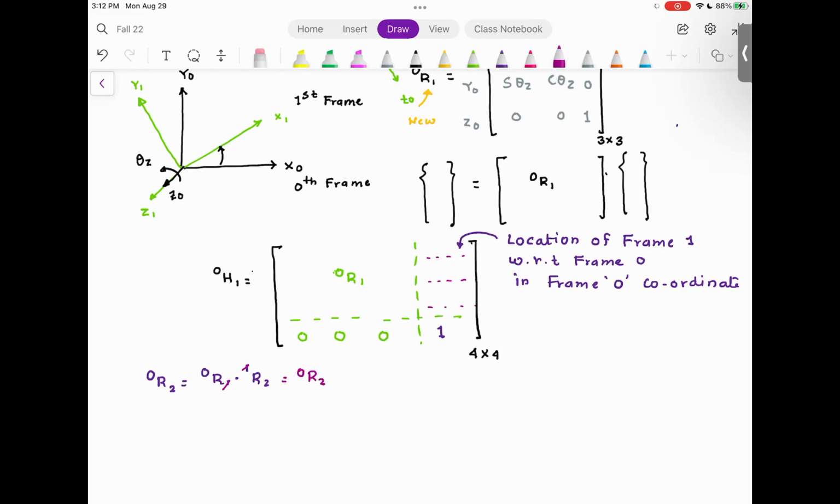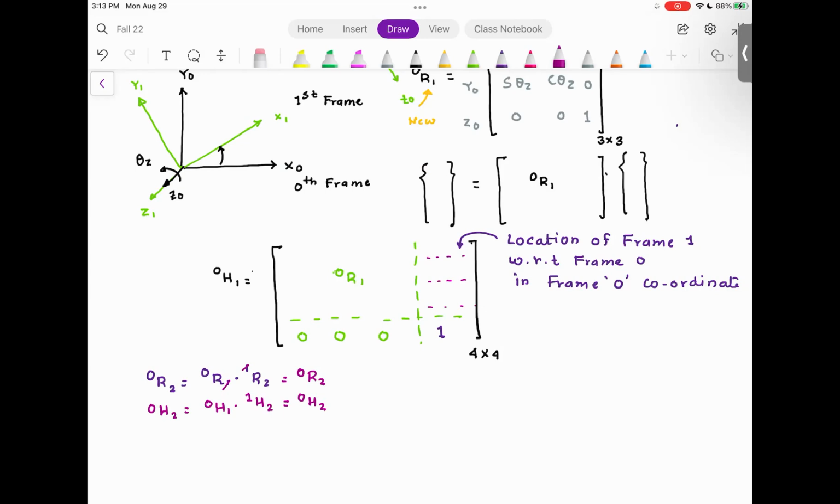Similarly, 0H2 can be written as 0H1 multiplied by 1H2, which is equal to 0H2. So you can multiply those sequentially.